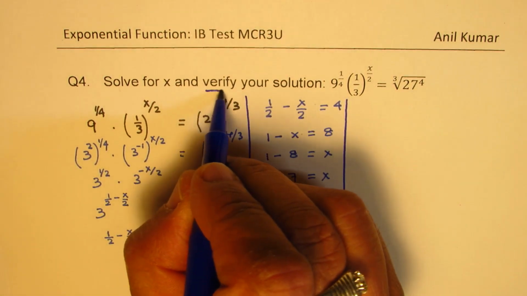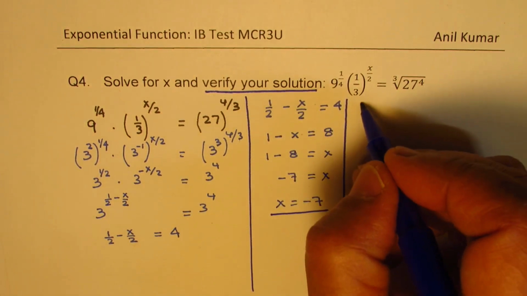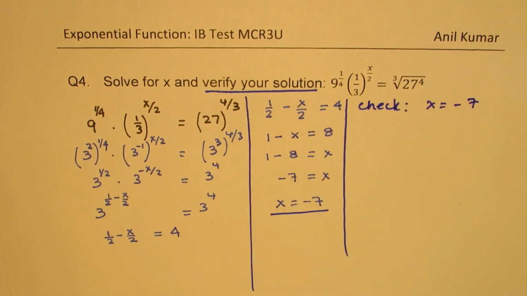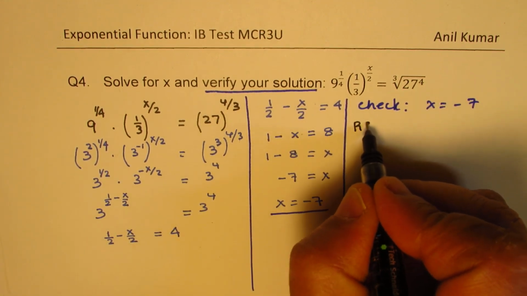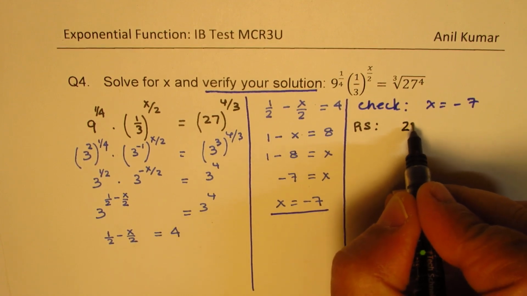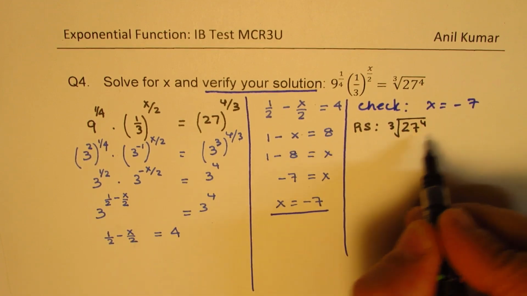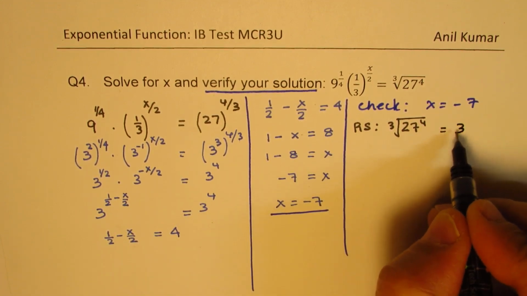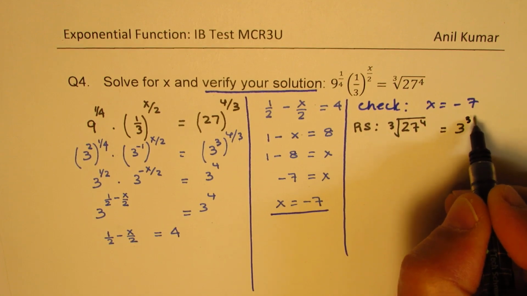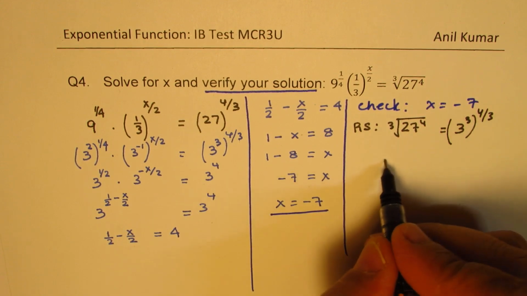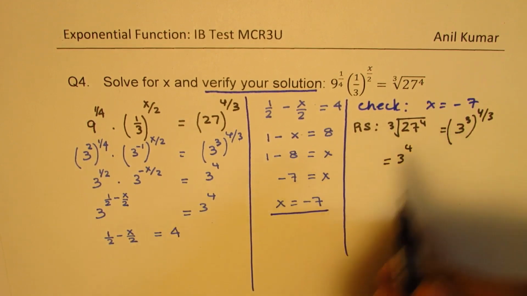Now it's important to verify your solution also. So let's check. We have x equals minus 7. Now to check, what we can do is substitute. We know the right side. The right side of this is the cube root of 27, to the power 4, right? So the right side basically is equal to 3 to the power of 3 to the power of 4 over 3, correct? Which we have seen is 3 to the power of 4. So that is the right side.